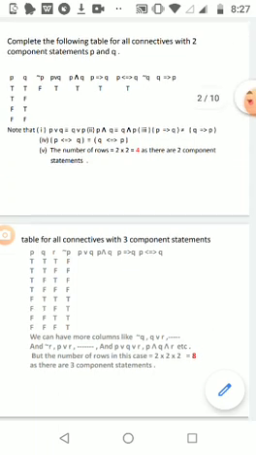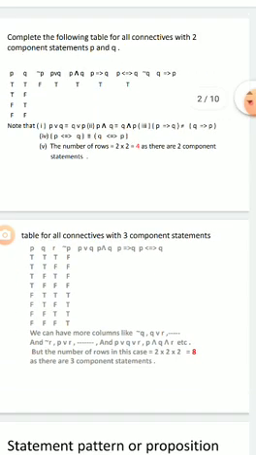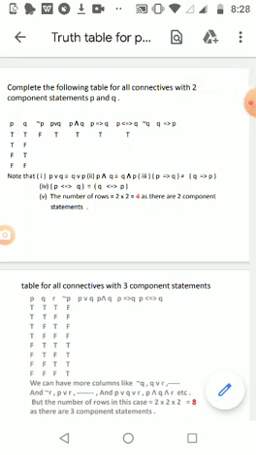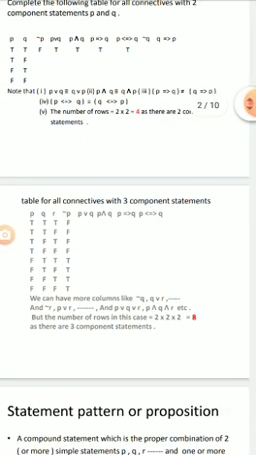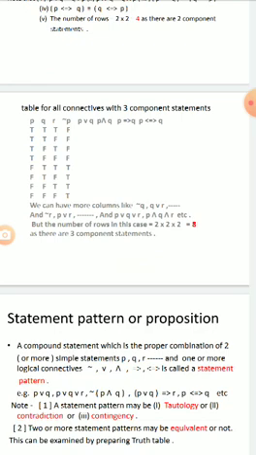Now in the next part there are three component statements. Here in the first table we have two component statements, and as there are only two component statements, there are four rows, four possibilities. In the next table there are three component statements P, Q and R. Here we have a negation of P, P and Q, P or Q, then P implies Q, and next P if and only if Q.